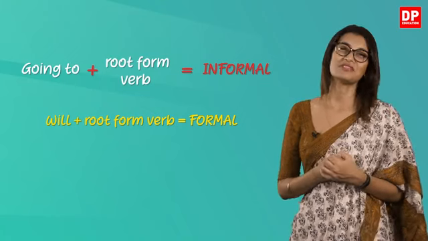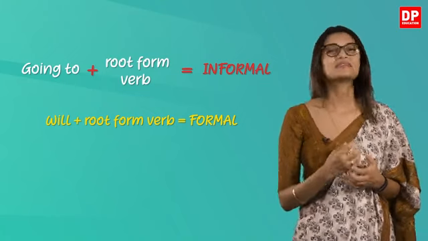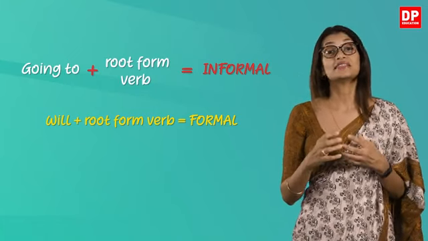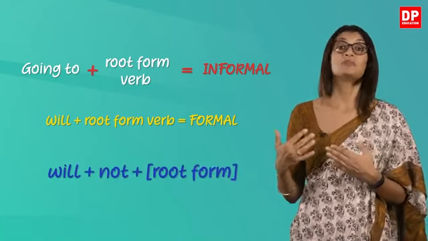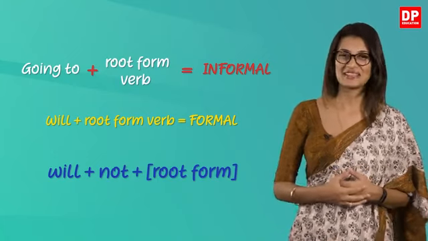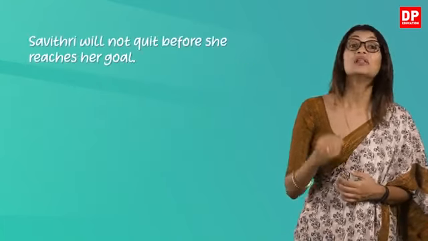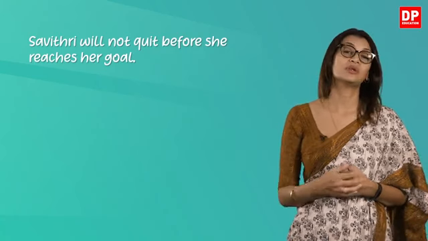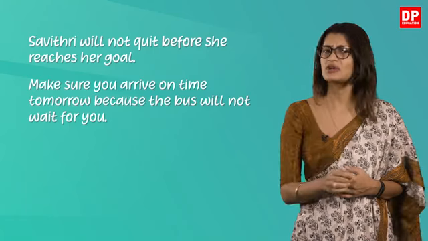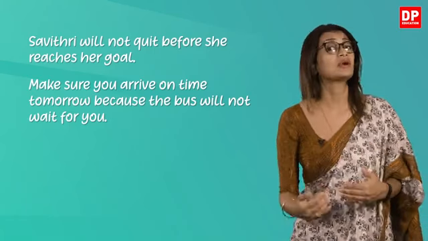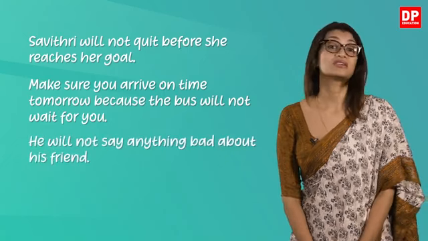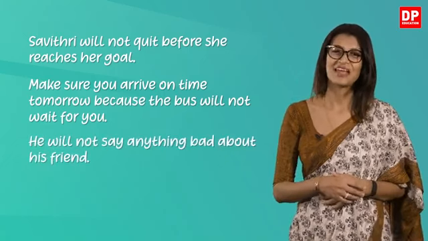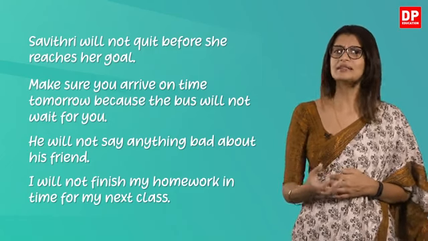So how do we make the simple future tense negative? To make the simple future tense negative, the formula is will plus not plus root form. Let's look at some examples. Savitri will not quit before she reaches her goal. Make sure you arrive on time tomorrow because the bus will not wait for you. He will not say anything bad about his friend. I will not finish my homework in time for my next class. So as you can see, the not comes in between the will and the root form verb.